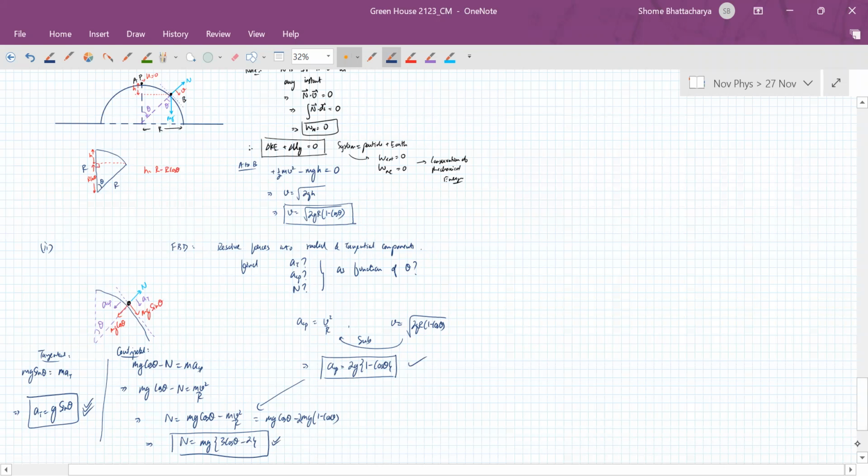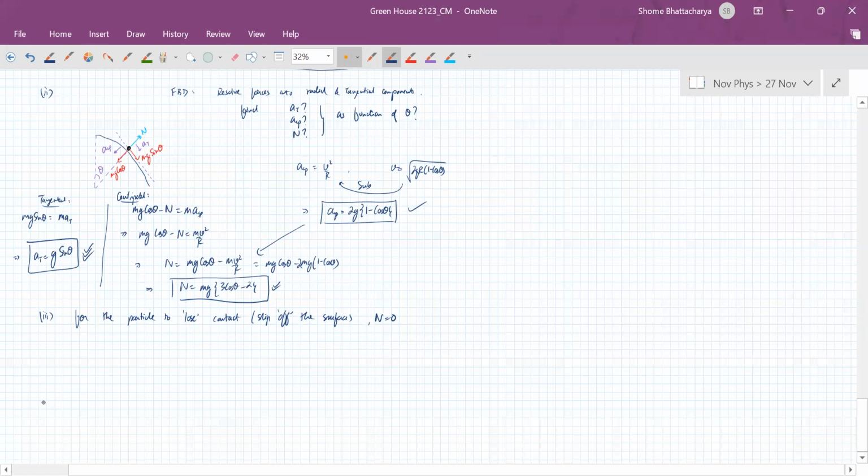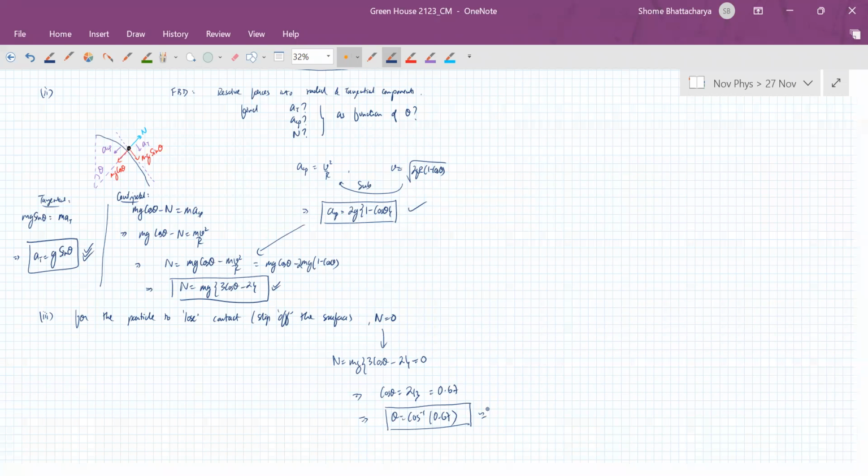Okay, so the final part, you have to find theta at which the normal reaction becomes 0, or it loses contact. So you can see from above that this happens at cos theta equal to 2 by 3, or 0.67, or theta is cos inverse of 0.67. We can leave the answer this way, but also using a scientific calculator or a table, you can see that this value will be approximately close to 50 degrees, I think.